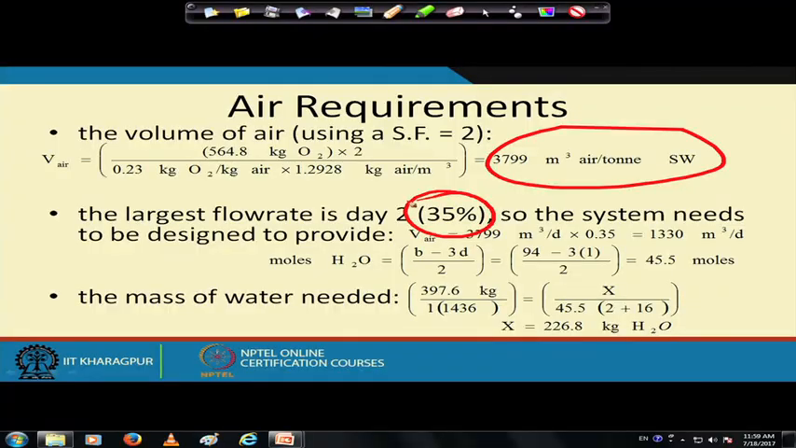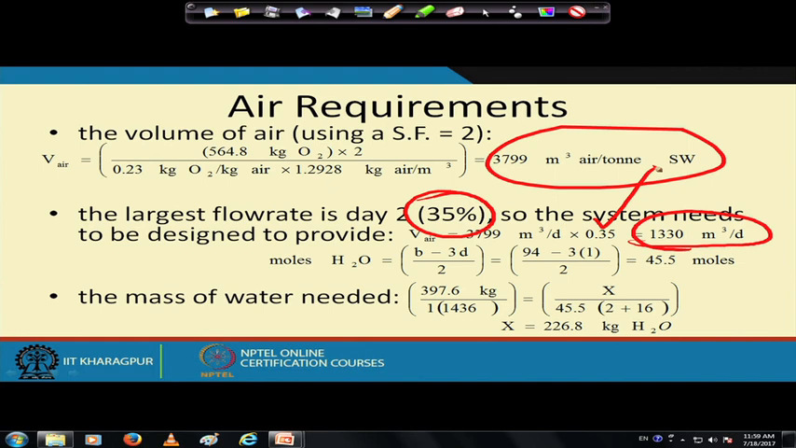being able to supply 35% of the oxygen on day 2. Based on that, the volume of air is 3799. On day 2 you will require 35% of that, so you have 1330 meter cube per day. So that's the volume of air that needs to be provided.